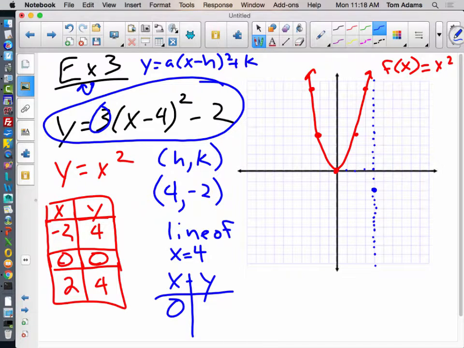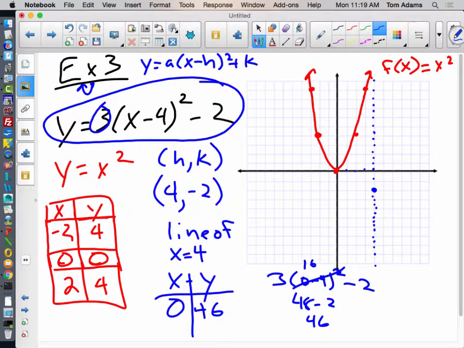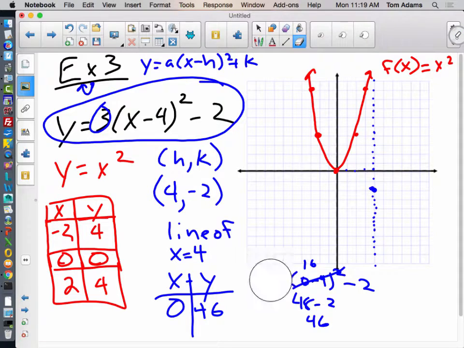So when I plug in 0, I get 0 minus 4 squared. In other words, 3 times (0 minus 4) squared minus 2. Well, this becomes 16. And 3 times 16 is 48, right? And then 48 minus 2 is 46. Now, that is not on my graph, right? Bad value. But what that tells me is that it blows up really quick. What I might want to choose is a value that's closer to the vertex.